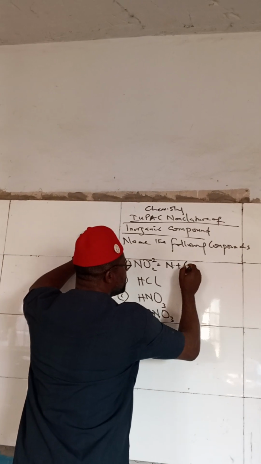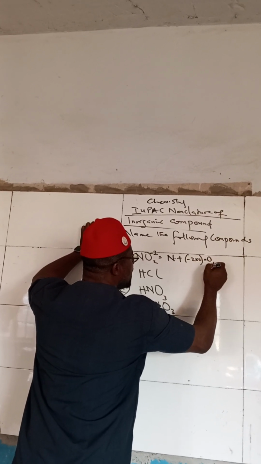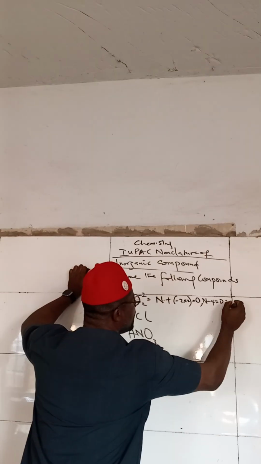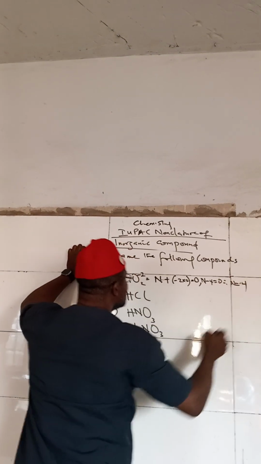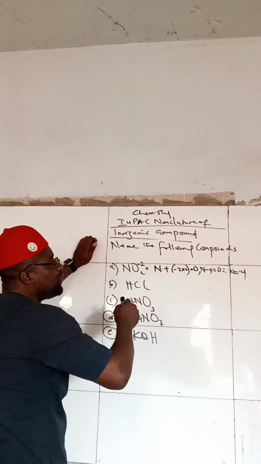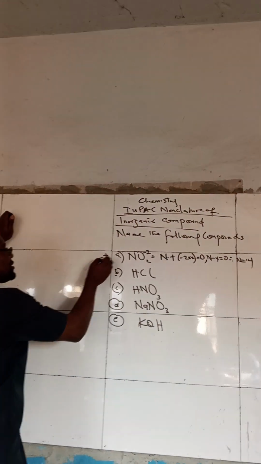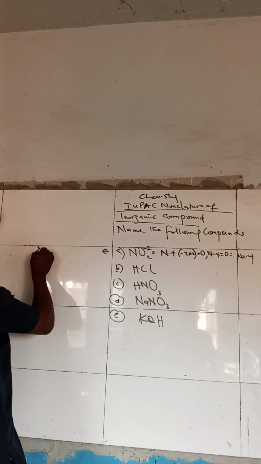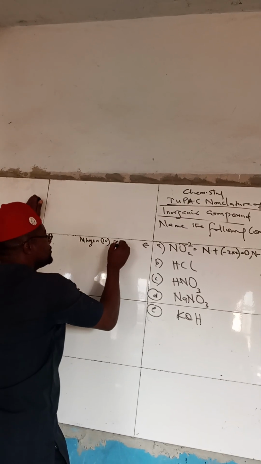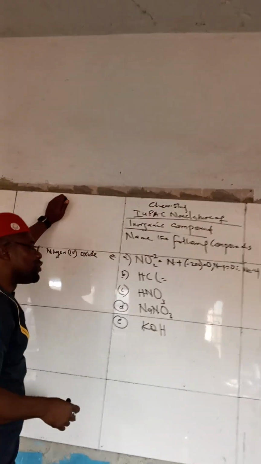So we have -2 times 2, which is -4, and this will boil down to n - 4 = 0. Therefore, n is equal to 4. So this is known as nitrogen 4 oxide. We normally use Roman numerals, just like what I've told you. Let me write it here: nitrogen 4 oxide.